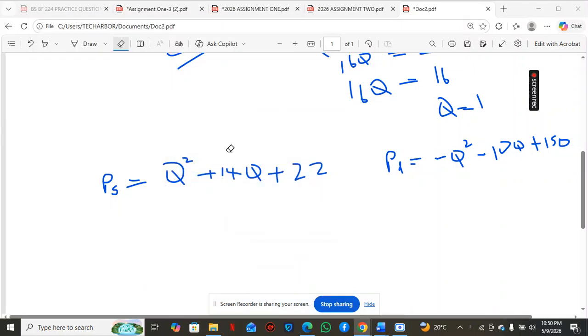Okay, we have this question here. Our supply function is q squared plus 14q plus 22, and our demand function is negative q squared minus 10q plus 150. We have to find the equilibrium price and quantity. So step one, you equate these two: PS equals PD.